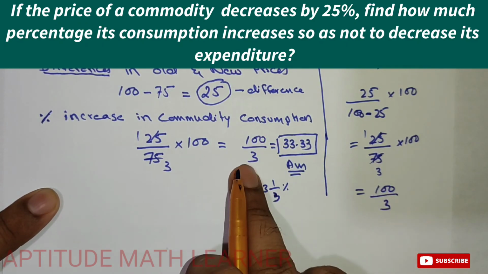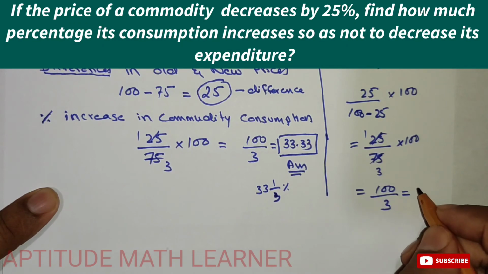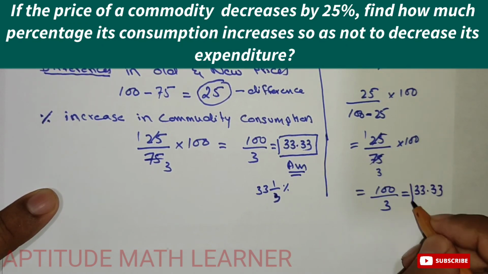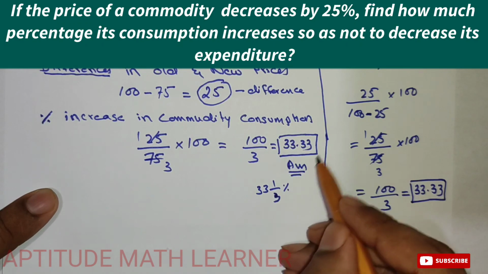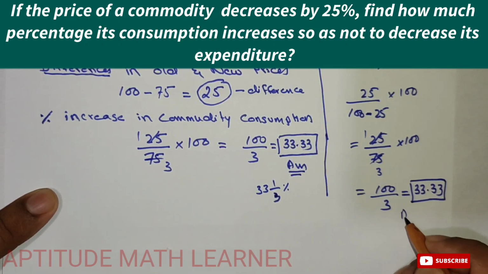I hope till here you have completely understood. And further, here we get the same result, 33.33. So this 33.33 is the same thing we have just found. So in a bracket you can have a look. This is the same thing, and this is our answer.